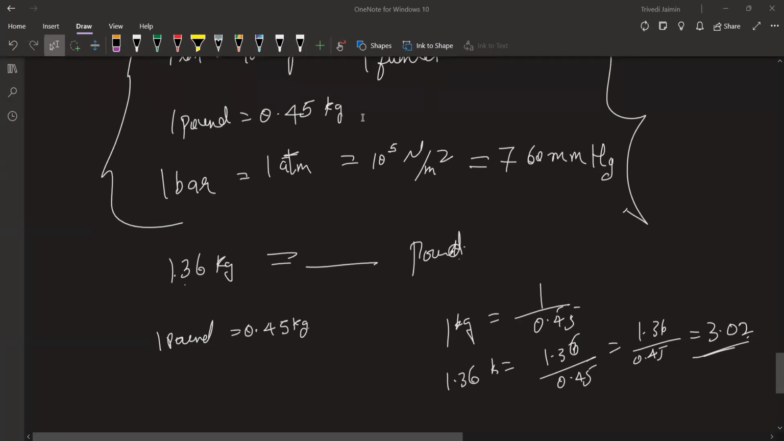So 10 to the power minus 12. Minus 12, minus 6, minus 24, minus 18. Minus 12. Sir, minus 12. Okay. Everyone, no doubt in this one, right? Okay. Yes, sir.